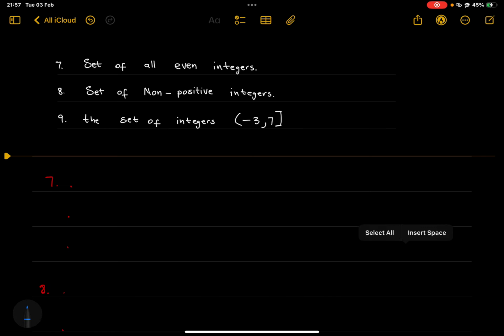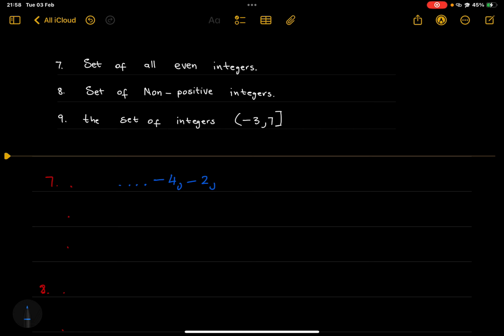So moving to number 7. Number 7 says it wants the set of all even integers. Even integers, they want even numbers, because 2 is an integer but is even. Understand? So even numbers, they are numbers like this. We know we can start anywhere we want, since we don't know the first negative number that is even.